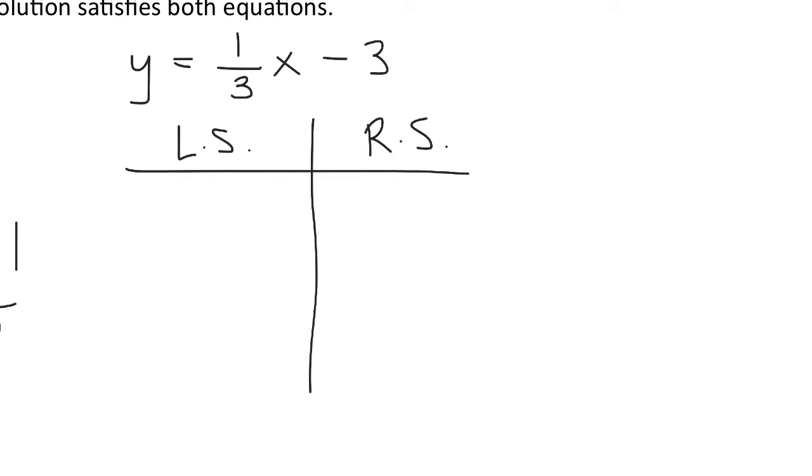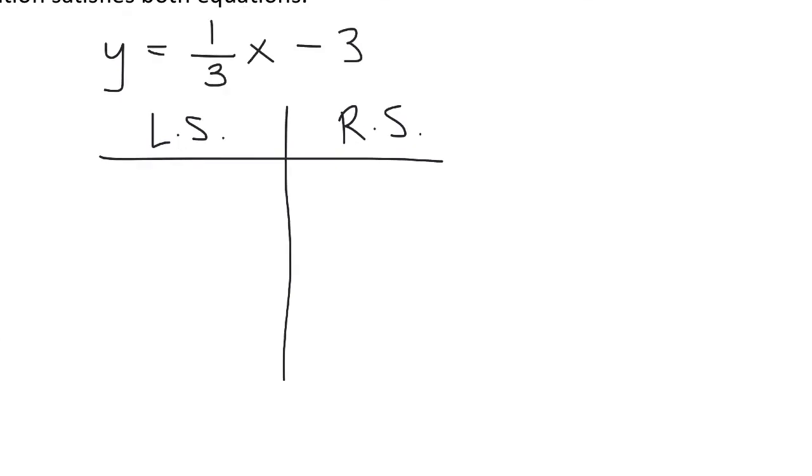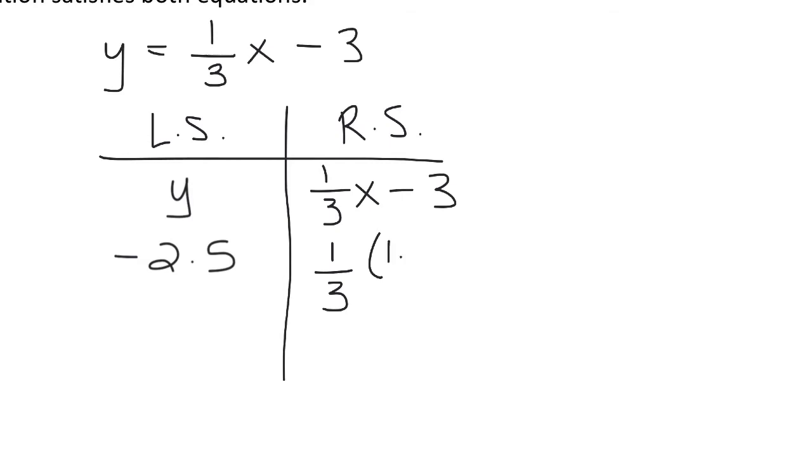So same like before, I recopied my equation, I set up my little t-chart and divided it into left side and right side. On the left side of my equation, I only have the letter y, but on the right side, I have 1 over 3x minus 3. Just like we did in the previous equation, we are going to take the x and y values from our point of intersection and plug them in. So the y value was negative 2.5, and for the right-hand side, we need to plug in our x value, which was 1.5.